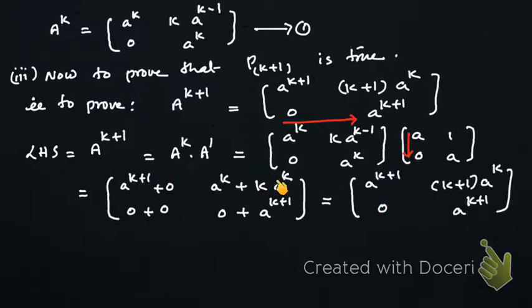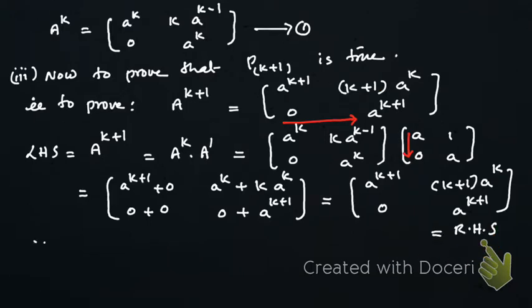Here a raised to k is common factor. I take a raised to k common factor. So what do I have here? K plus 1 balance: a raised to k common factor into k here and plus 1 here. So k plus 1 into a raised to k. This is 0 and that's a raised to k plus 1. But if you go back and see, we were trying to prove a raised to k plus 1 is equal to this. I started with it at its left hand side and I ended up getting the right hand side. So this is exactly same as my right hand side. So I'm going to say this is equal to my RHS.